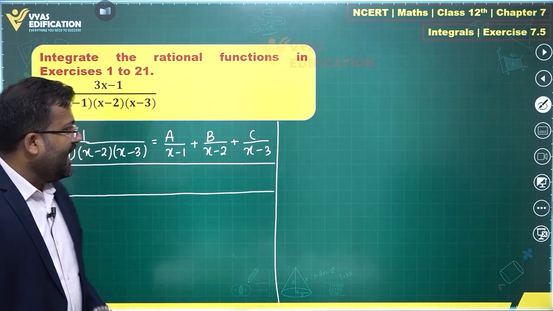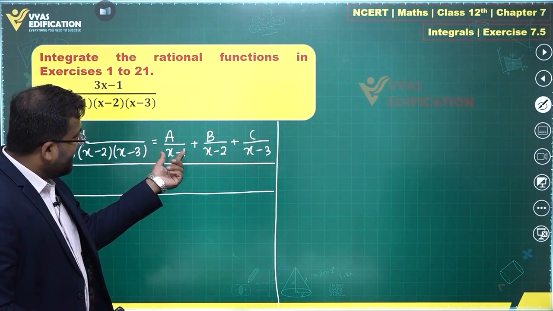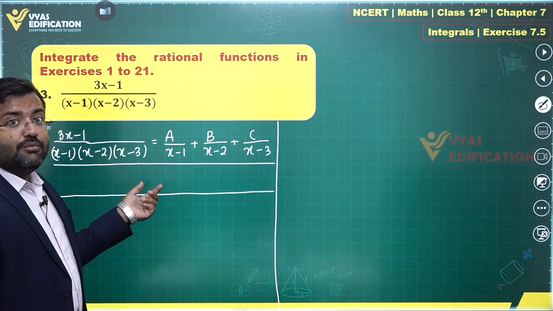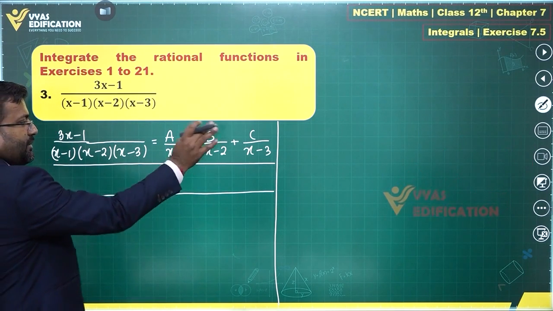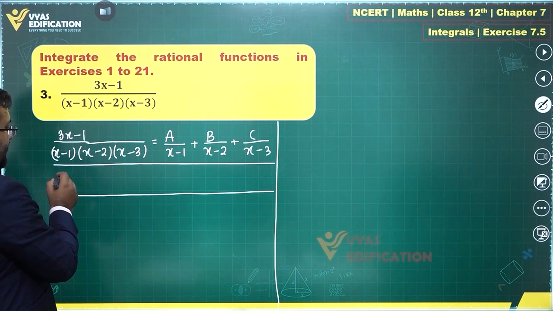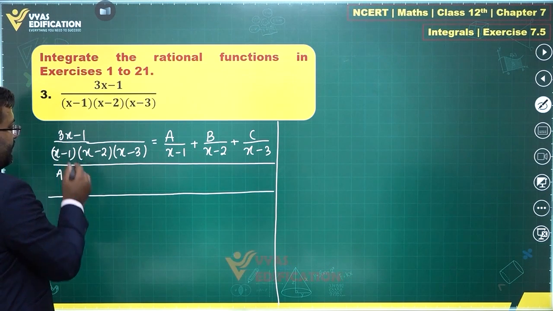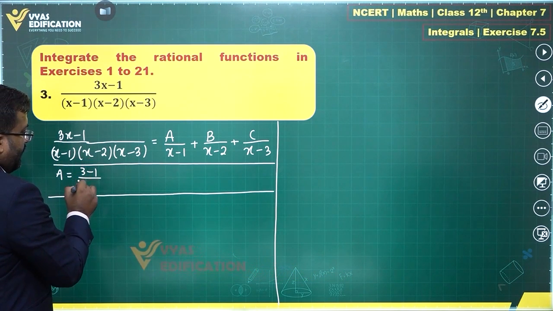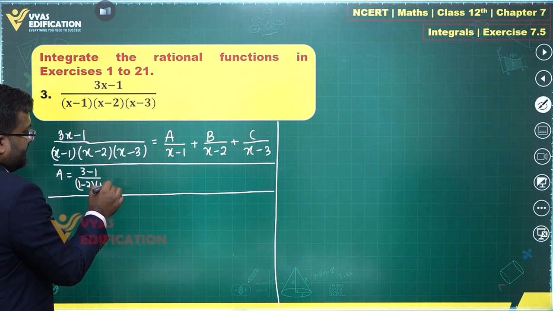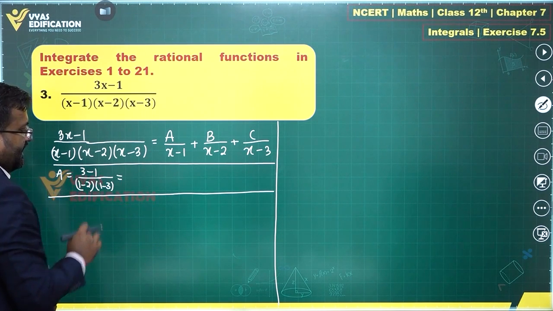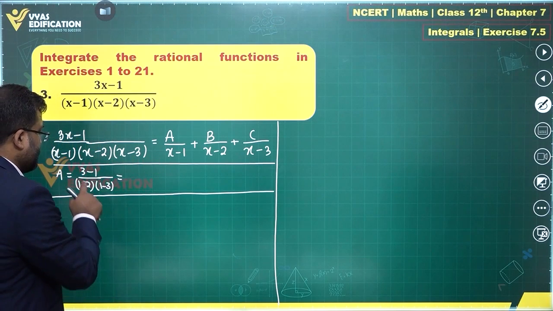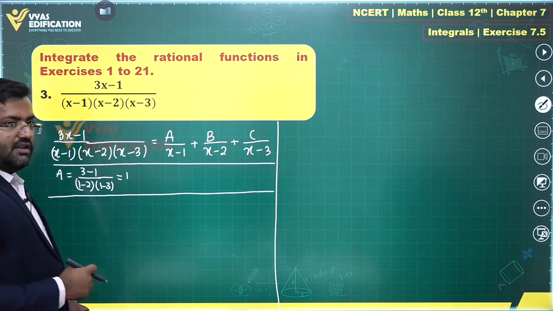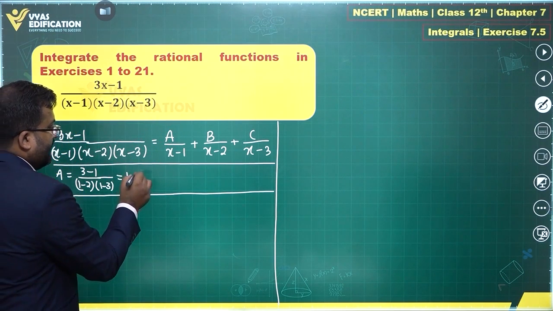So finding the value of A, what do we do? We multiply by x minus 1 and we put x equal to 1. So these will become 0 and this will go, and A will be equal to, putting x equal to 1, 3 minus 1 upon 1 minus 2 times 1 minus 3. What is that? This is 2 and this is minus 2. So that will become minus 1 upon minus 1. So the value of A is simply 1.